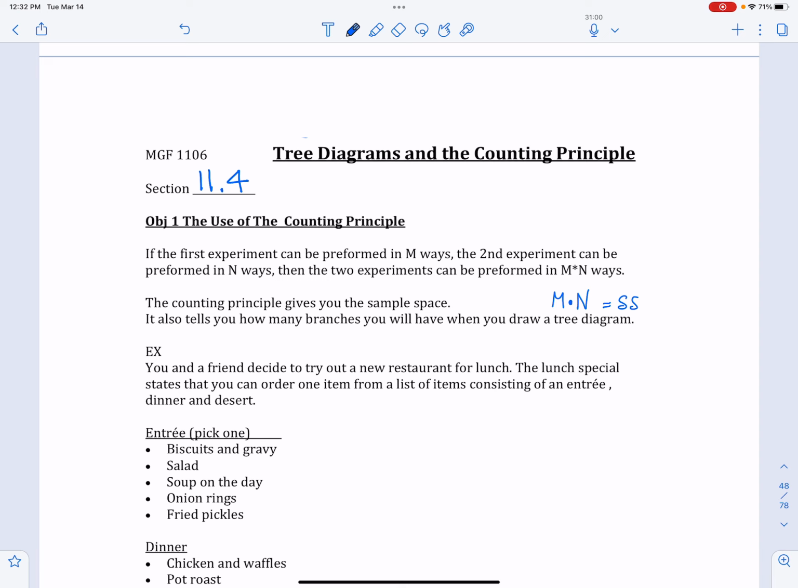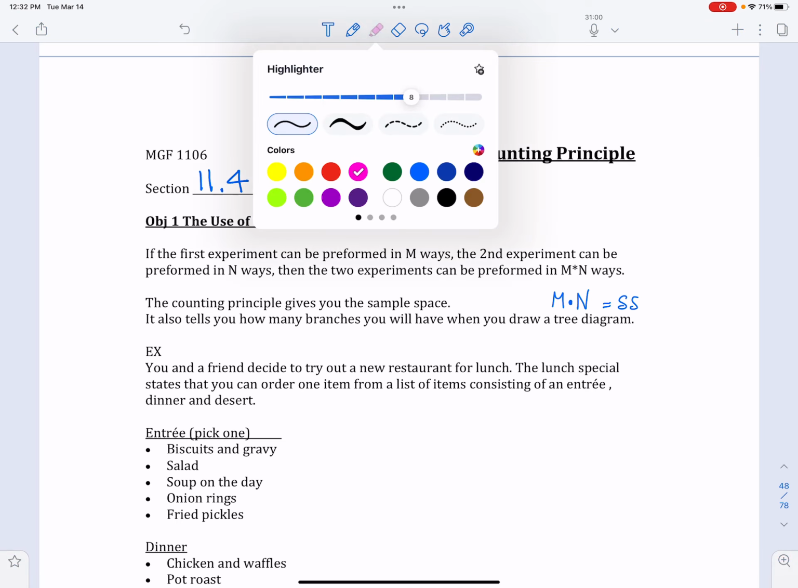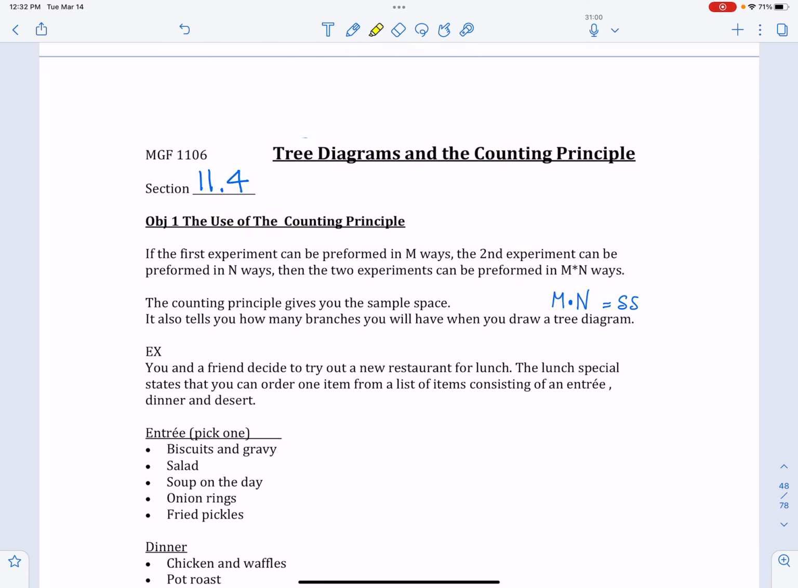So the counting principle says, if the first experiment can be performed in m ways, and the second experiment can be performed in n ways, then the two experiments can be performed in m times n ways. So basically, if I multiply these two together, I get the entire sample space. That's important because that's what the counting principle gives you, the counting space. So once again, the counting principle tells you what your sample space is. And as we learned from probability, this is very important to know because that usually becomes the denominator when we talk about probability.